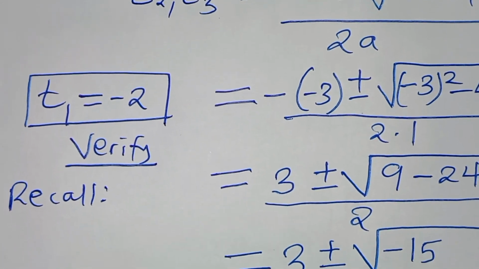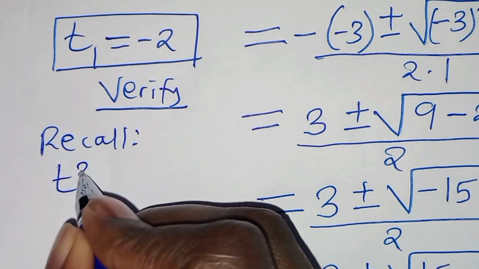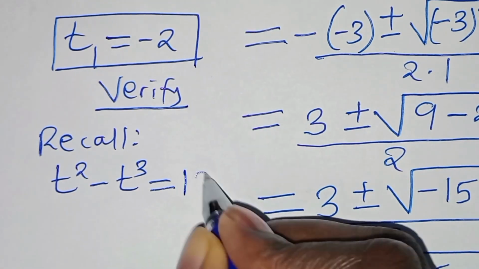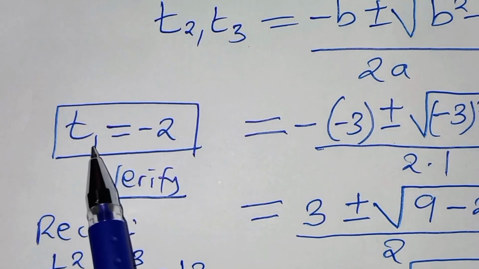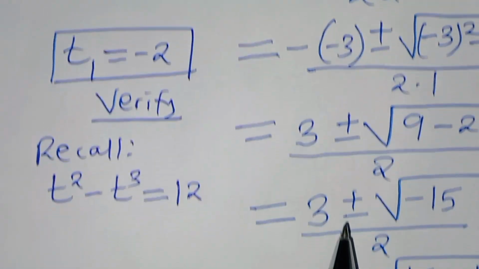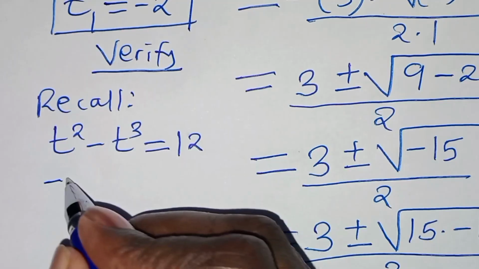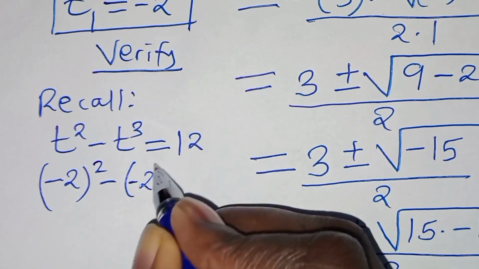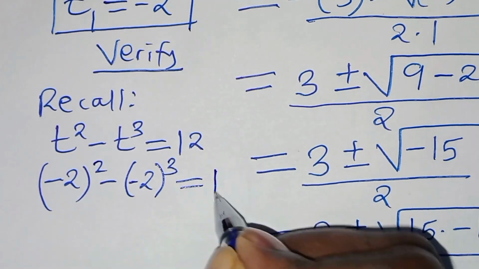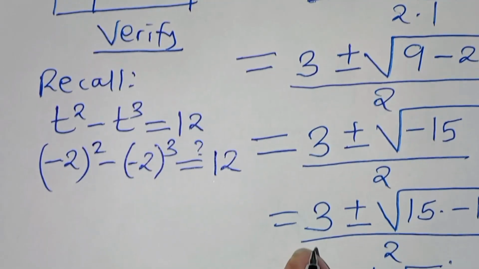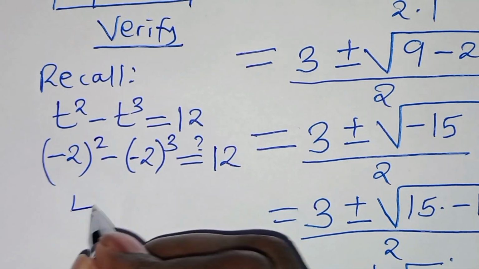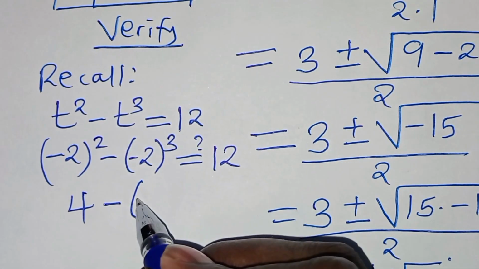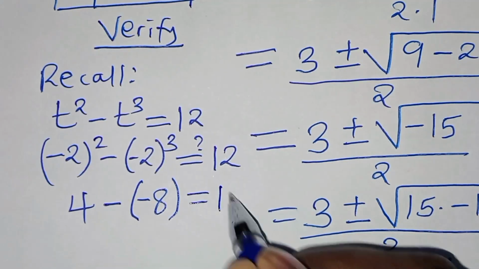Now, if you recall, we have that t to the power 2 subtract t to the power 3 is supposed to give us a value of 12. Let's substitute t, which is minus 2. So that here we have minus 2 raised to the power 2, subtract minus 2 raised to the power 3. This is supposed to give us a value of 12. Minus 2 squared, this is 4, minus into the parentheses, minus 2 cubed, this is minus 8. This should give us a value of 12.